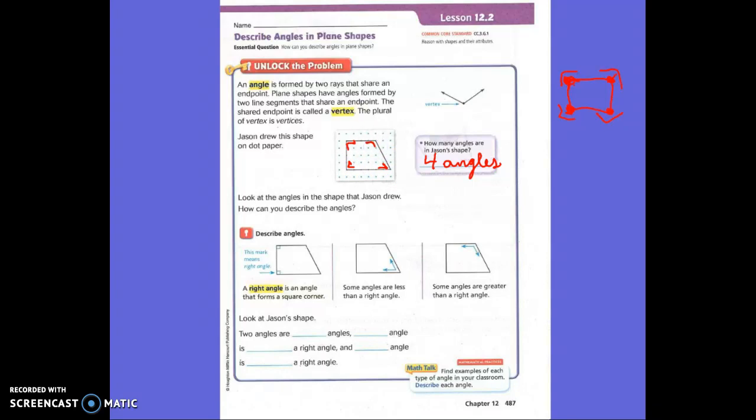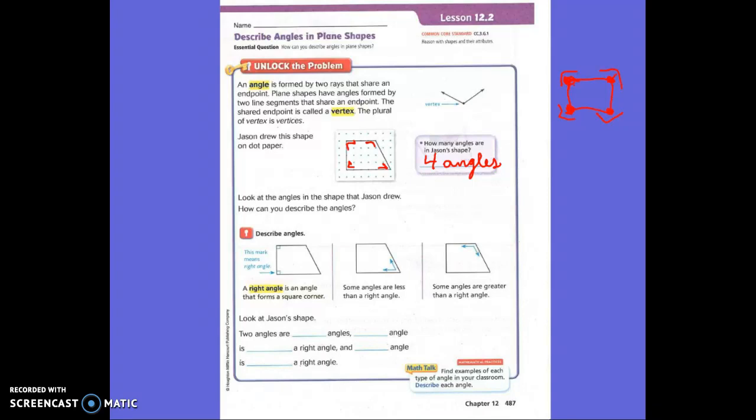Angles are kind of like corners. You just think about it like a corner. An angle is a corner. How many corners does it have? Okay? 4. Okay. Look at angles in this shape and the shape that Jason drew. How can you describe the angles? Okay, they're going to help tell you how to describe certain angles.